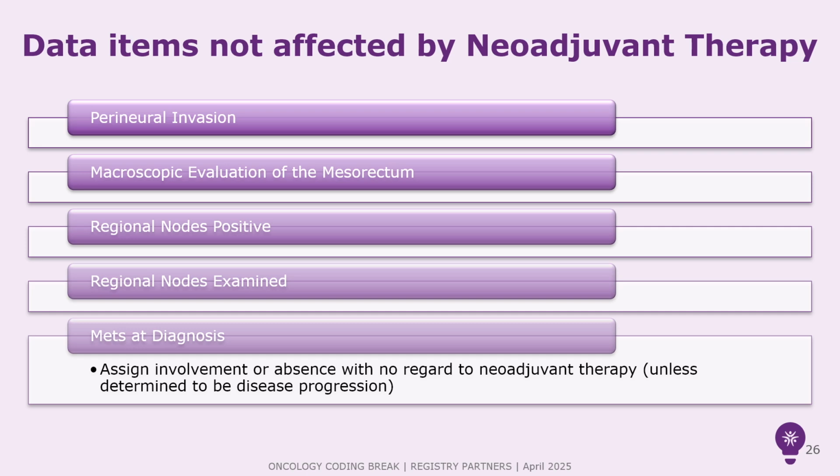Here are some data items that are not affected by neoadjuvant therapy: perineural invasion, macroscopic evaluation of the mesorectum, regional lymph nodes positive and examined. So if those are done on adjuvant surgery after neoadjuvant therapy, we will document those as normal. And mets at diagnosis: assign involvement or absence with no regard to neoadjuvant therapy unless determined to be disease progression.